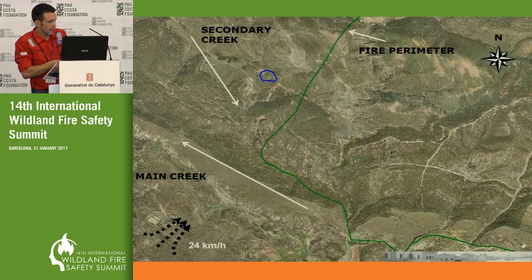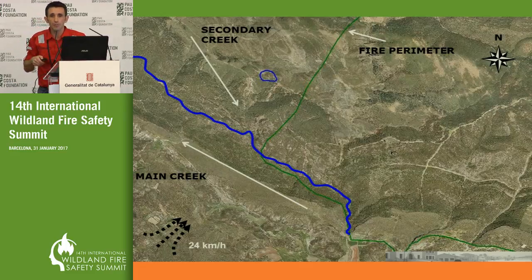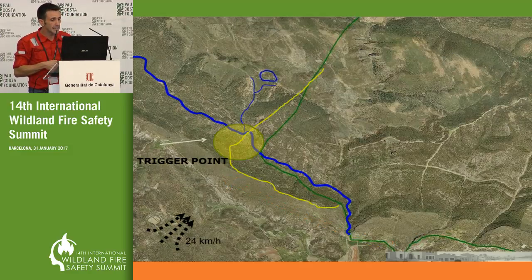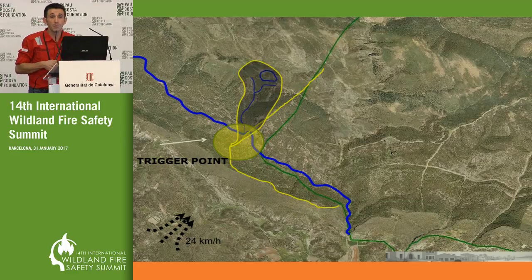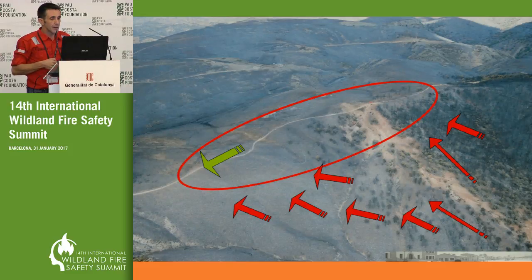once the fire gets to the secondary creek and is aligned, three aspects: aspect, wind, and... which one is the other one? Aspect, wind, and slope, thank you. So it got the trigger point, and the fire blew up there, cutting the escape route, okay? Cutting the escape route of the firefighters.